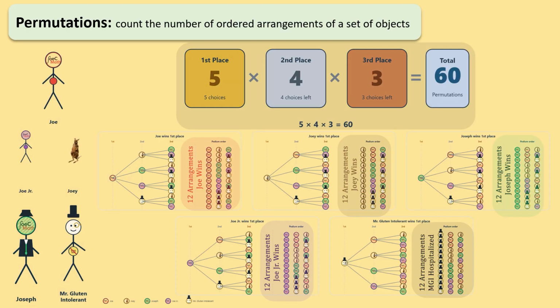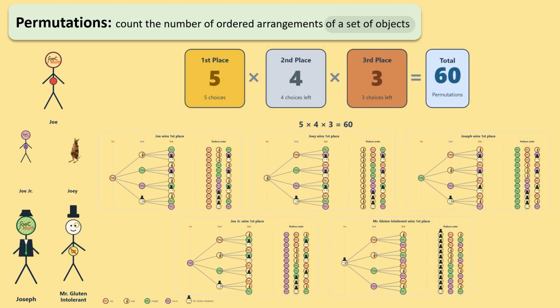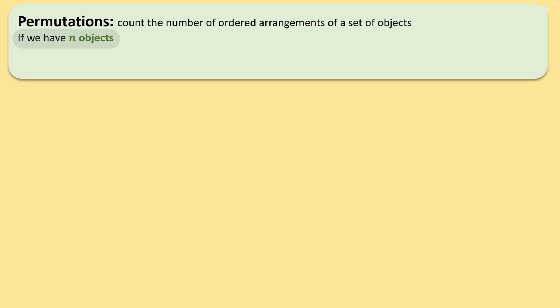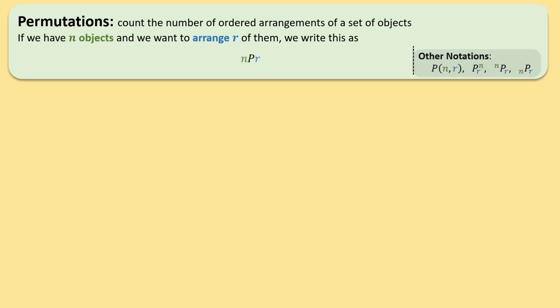So anytime we are counting the arrangements of objects where order matters, like in this competition, we are working with permutations. In general, if we have n objects and we want to arrange r of them, we write this as nPr, or one of these other notations. The formula for nPr is equal to n factorial divided by the quantity n minus r factorial.